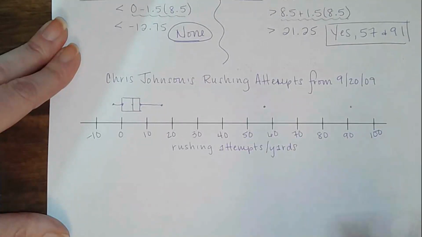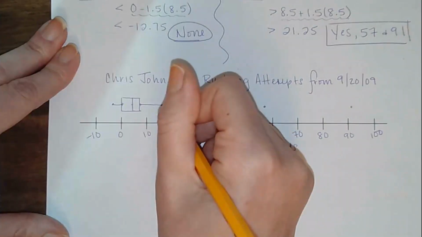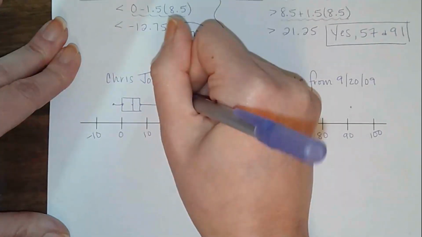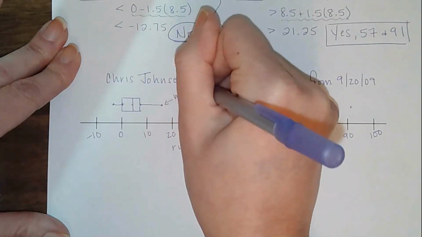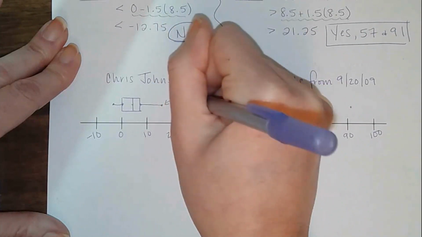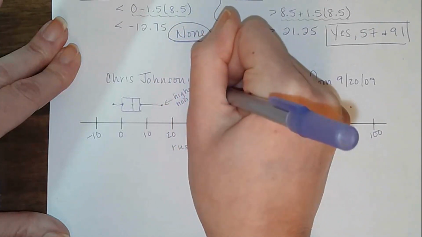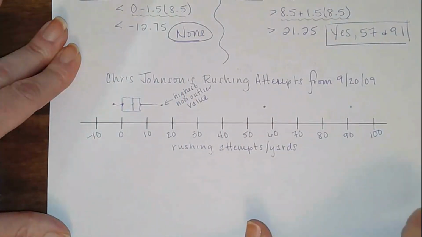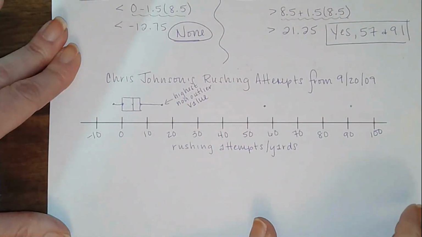Okay, so just remember, when they have outliers, you mark them separately. If you need to, for the sake of notes, write yourself a little note right there that that point is the highest non-outlier value. Okay?